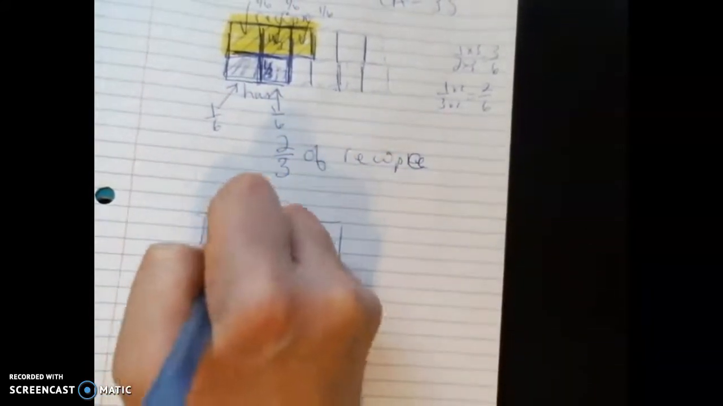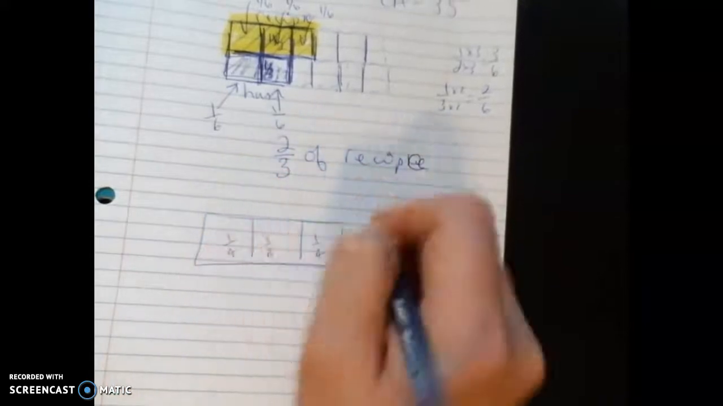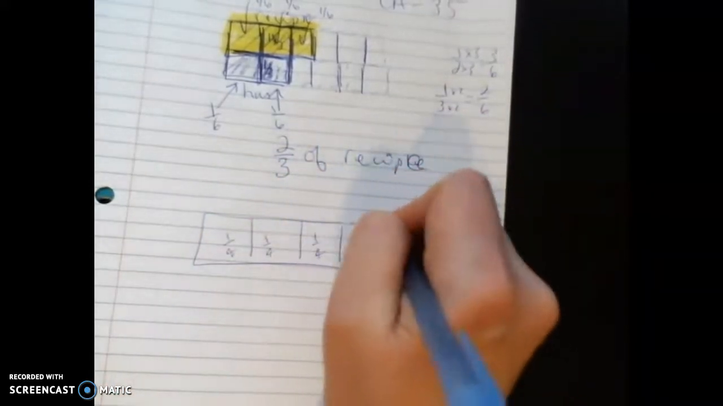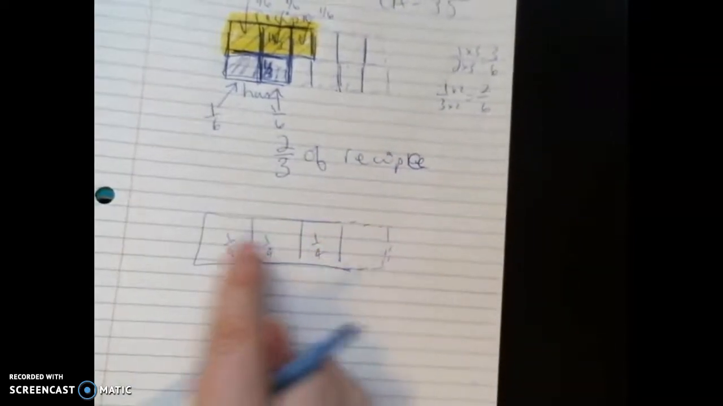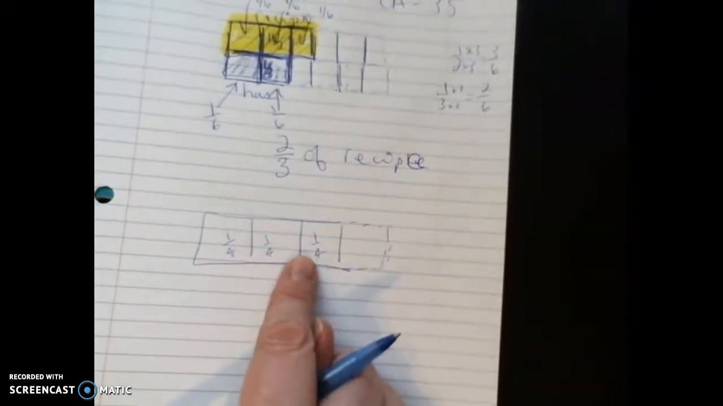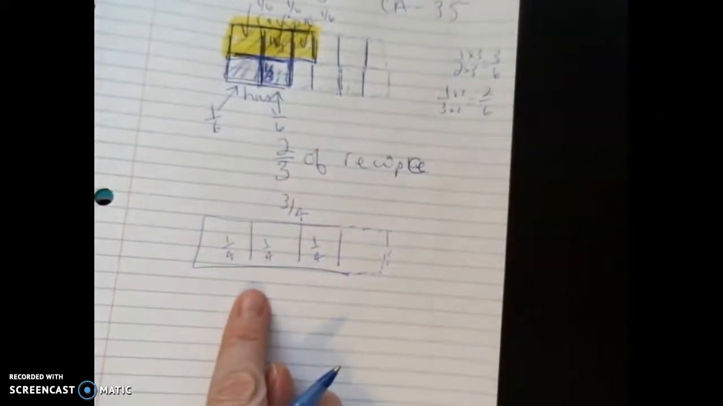So this is 1/4, 1/4, 1/4. This is my 3/4 of a cup. And again, I'm going to put the rest of it that's not there. So a cup is my whole, and I have 3/4 of it, right? And that 3/4 of a cup is what?